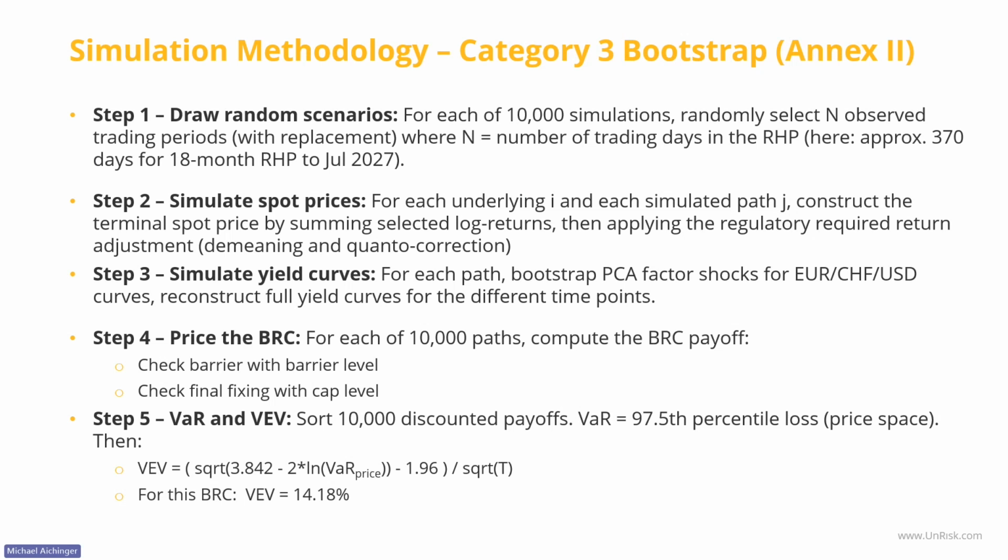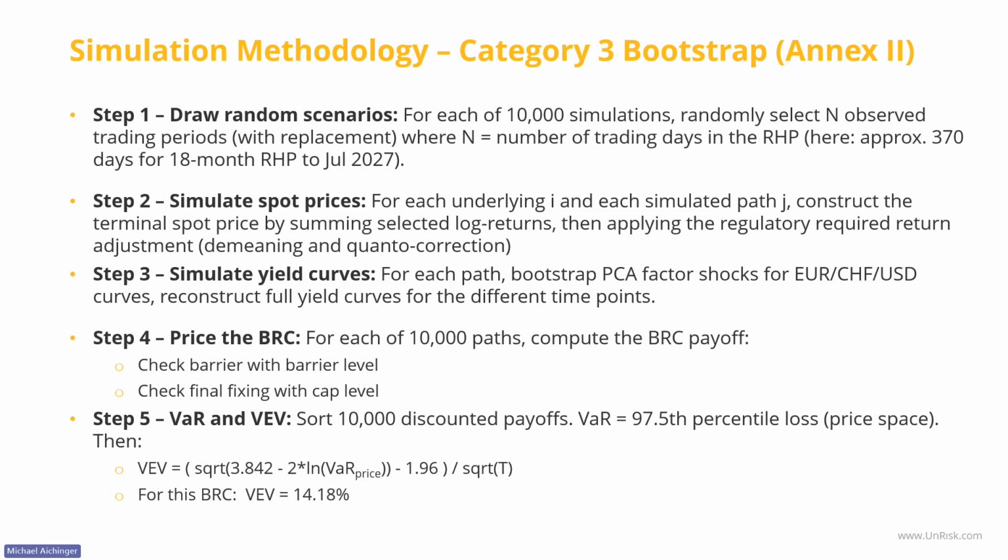After drawing these random scenarios, and the simulation of the spot price and the simulation of the yield curves, we price the barrier reverse convertible. For each of these 10,000 paths, we compute the BRC payoff. So we check the barrier with the barrier level, and we check the final fixing with the cap level. This gives us the distributions, and then we calculate the VaR and the VaR-equivalent volatility. So we sort the 10,000 discounted payoffs, calculate this 97.5 percentile loss in the price space, and calculate the corresponding VaR-equivalent volatility.